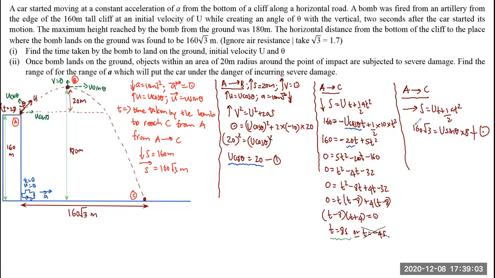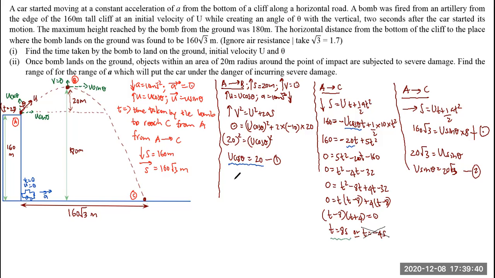We have 160 root 3 on the left side. Here we have 8 u sine theta. Therefore, we can divide 160 by 8. It will be 20 root 3 equals u sine theta. This is the second equation. Now we have two equations, don't we? I'll rearrange this so that it will be less confusing for you. I'll write this on the left side, the number on the right side. So u sine theta is equal to 20 root 3. Two equations consisting of u and theta. So if you simplify them, you can get the answer.